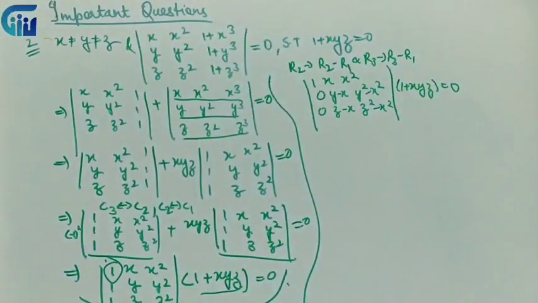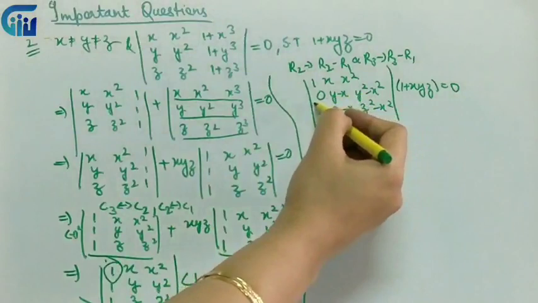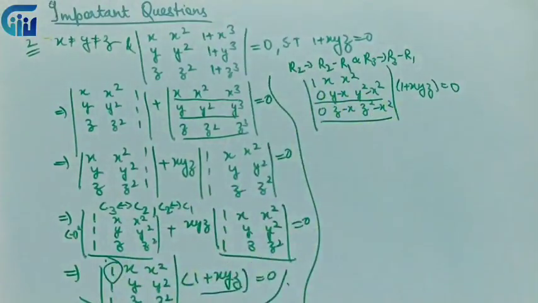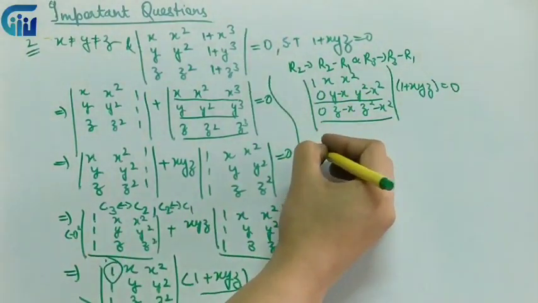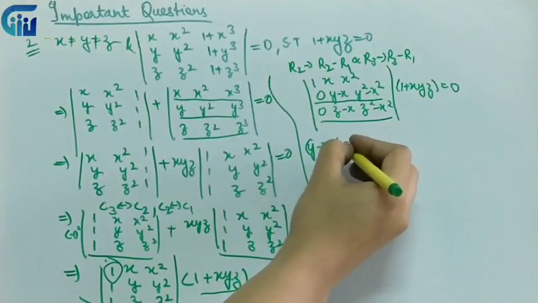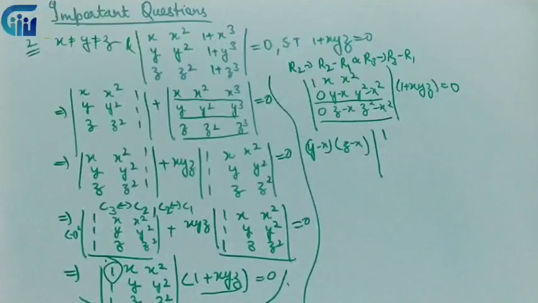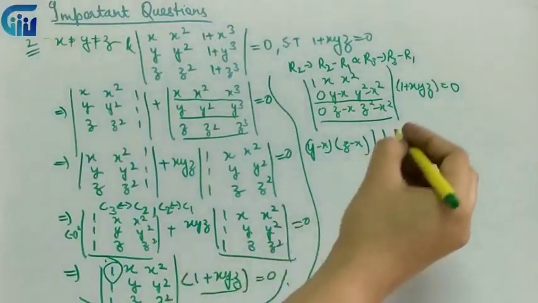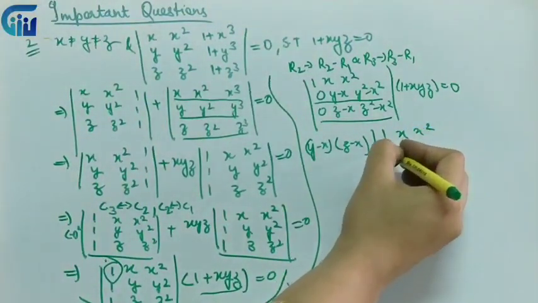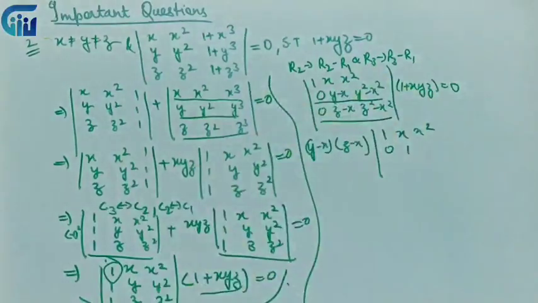So now again what will I do? Can I take anything common from here? The same lines, we are almost there. So this is y minus x, this is z minus x. I am taking it directly. So y minus x common from R2 and z minus x common from R3. Let's see what will be left if I take these common. Over here it will be 1, y square minus x square. If I take y minus x common, what will be left?